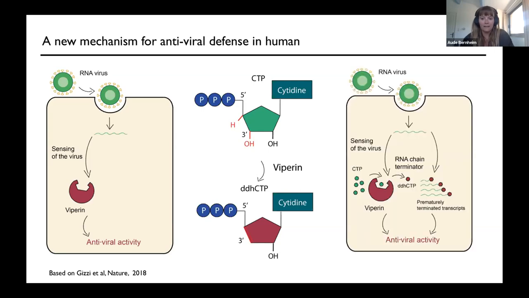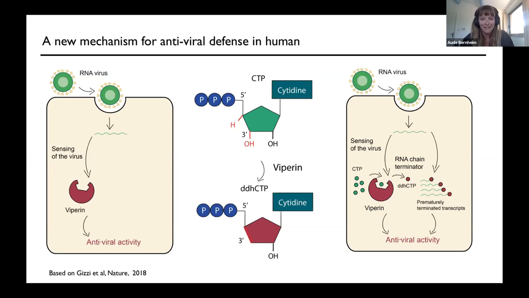And so the way the mechanism works in humans is that CTP is transformed into ddhCTP by viperin, and this is incorporated into the viral RNA, which is prematurely terminated, leading to the antiviral activity. And when this paper came out, we were reading it with colleagues from the SOEC lab, and we thought, wow, it would be so amazing if this existed in bacteria. And so we did a BLAST.